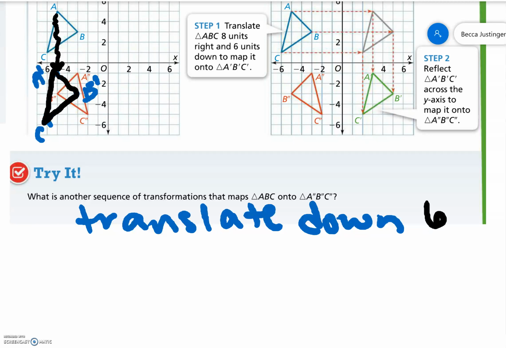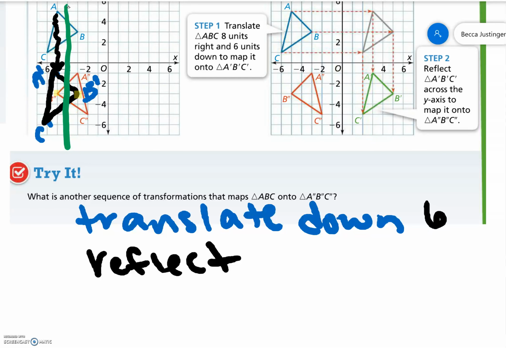And I want to flip it over. So I know I want to reflect. And I got to find the middle of B and B double prime. So B prime is here, B double prime is there. So the middle of those two is this line here. It crosses the x-axis at -4. So you would reflect over the line x equals -4.